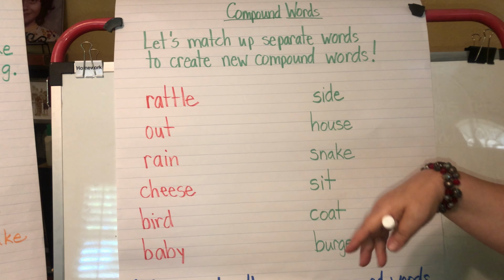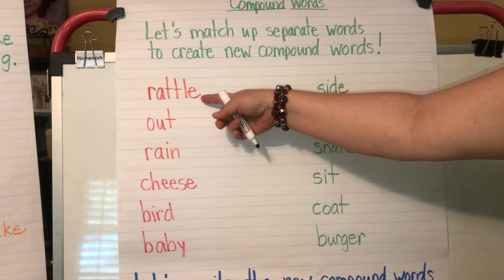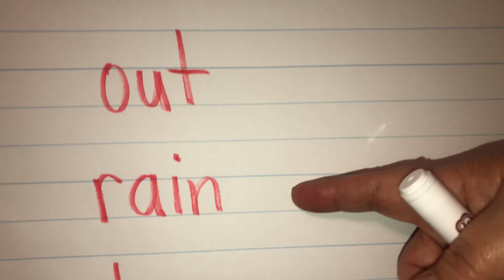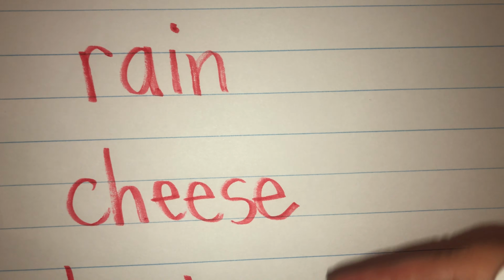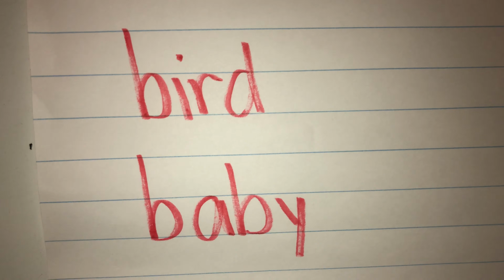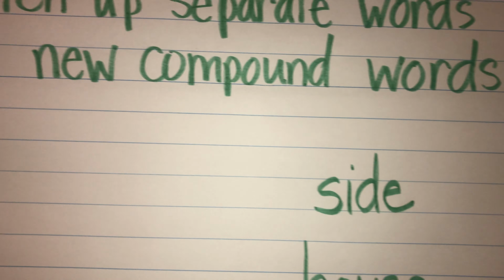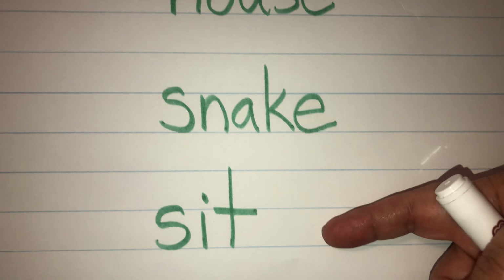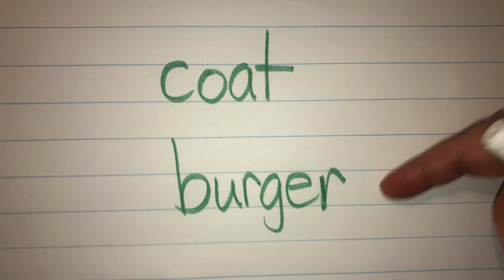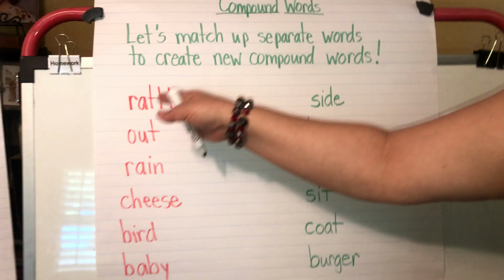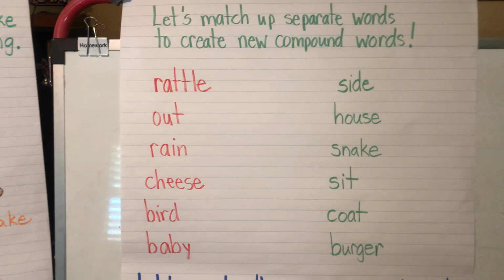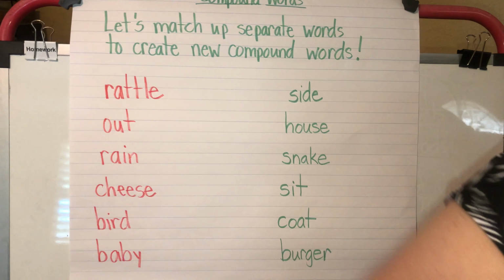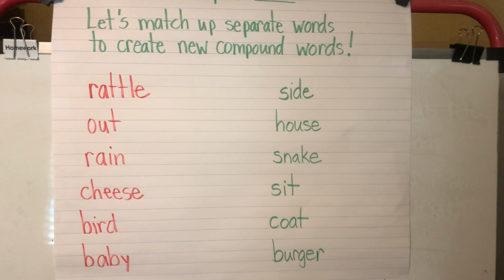So let me just read my list going down. So let's read it together. Rattle, out, rain, cheese, bird, and baby. And on this side, I have the words side, house, snake, sit, coat, and burger. Now, I'm going to match them to create a new compound word. And these are the words that I'm starting with. Okay, so the red ones are going to be the first part of the word.